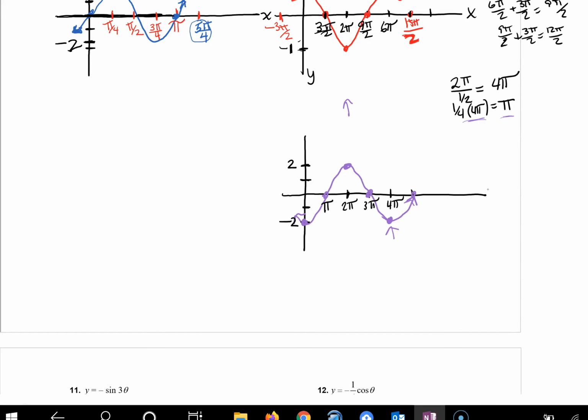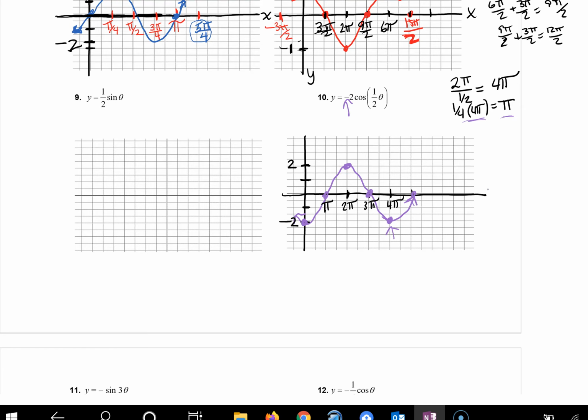Okay, hopefully that should get you up to speed, and again, leave you able to do your homework. When we come back next week, we will look at starting from the graph and writing the equation that goes with that graph.